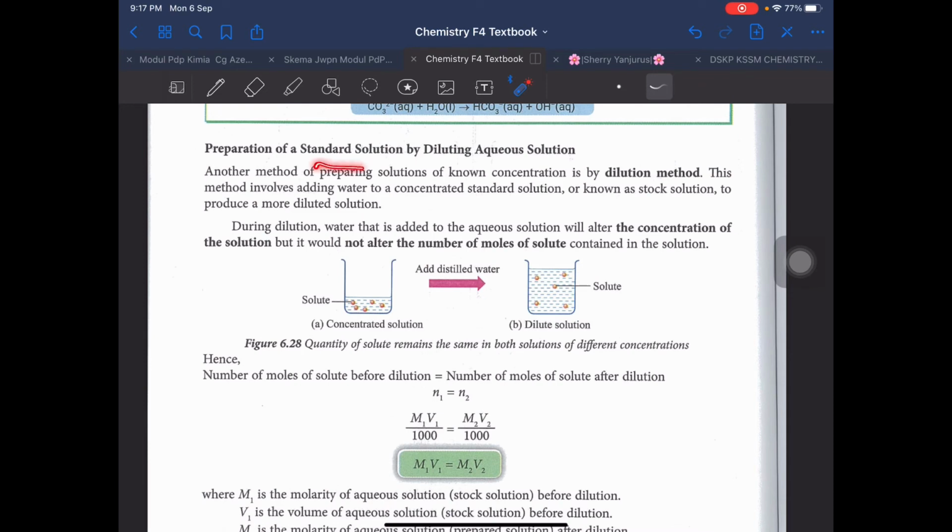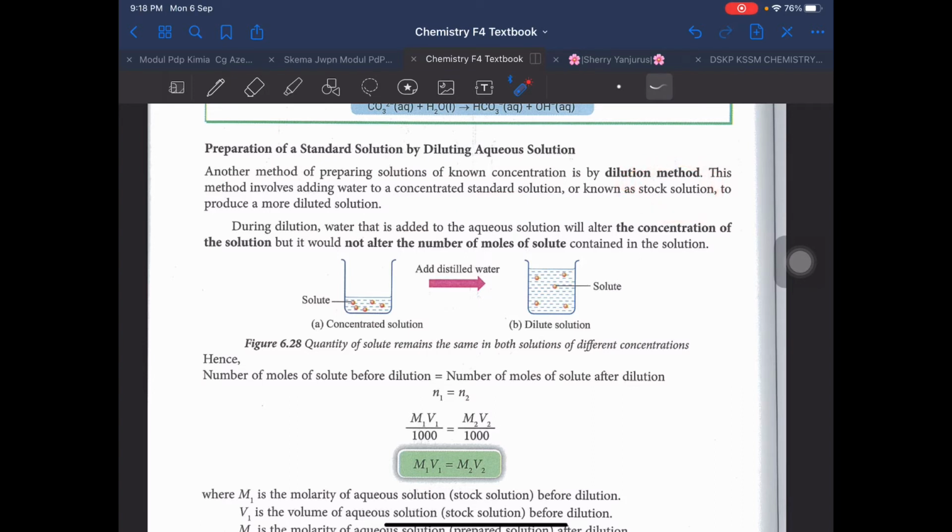Preparation of a standard solution by diluting aqueous solution. So, pencairan larutan aqueous untuk sediakan larutan piawai. This is another method of preparing a solution of known concentration. Nama dia kaedah pencairan, dilution method. This method involves adding water, tambah air, to a concentrated standard solution or stock solution. Yang kita panggil standard solution, larutan piawai, that is also called stock solution.